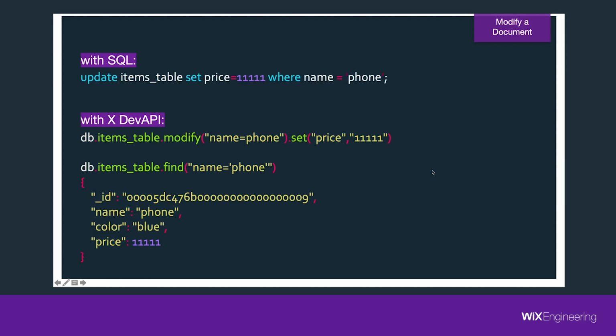Let's say we want to update a document, we want to change an attribute in the document. If I would have wanted to do it in an SQL fashion, I would have used a simple update command where I set the price and with a where clause. But with the X DevAPI, I would use modify with a condition, like name equals phone, and set to change the appropriate attribute. Also here, I could have used bind placeholders to work with. And to change a query, I could have run multiple modify commands if I want to update multiple documents.